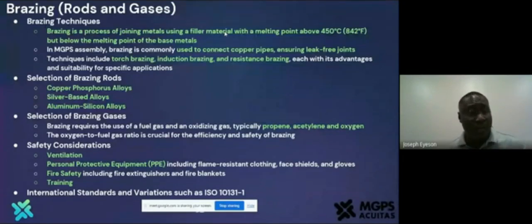It could be an alloy, some percentage of alloy, 5% of alloy, and some percentage of copper as well, and we have silver-based alloy as well, and aluminum silicon alloy as well. So there are so many types to consider when it comes to pipe and brazing work.